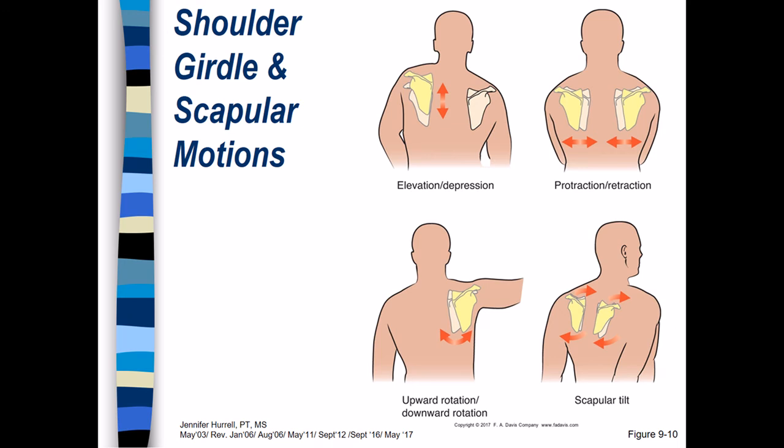And next we've got scapular tilt. Scapular tilt looks like this. It's when the superior angle moves forward or anteriorly, while the inferior angle moves posteriorly. That's a scapular tilt.